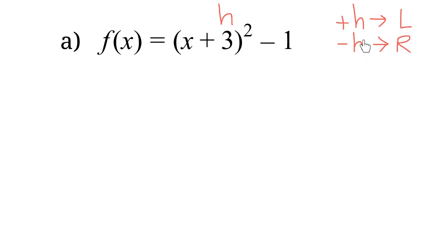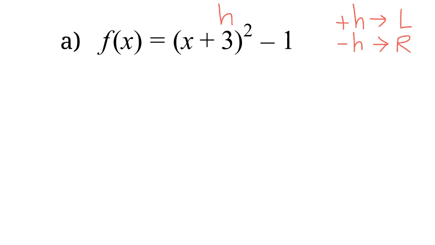If you have a negative h value inside your bracket, that signifies a horizontal shift to the right. So in our particular equation, we have an h value of positive 3, which tells me that my parabola is going to shift to the left. Now, how many units is it going to shift over to the left? Well, it's going to shift over 3 units to the left.